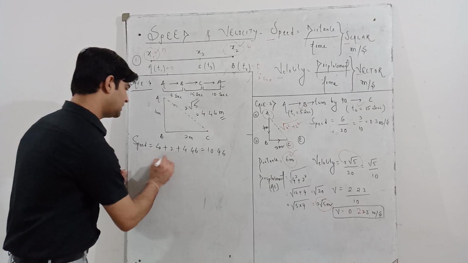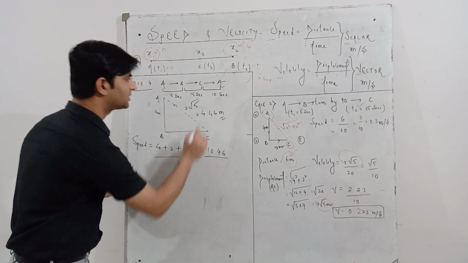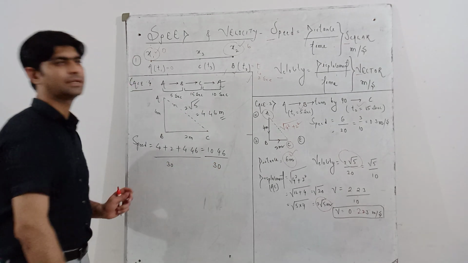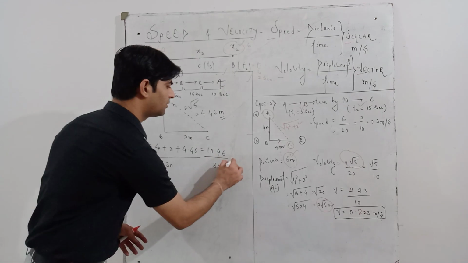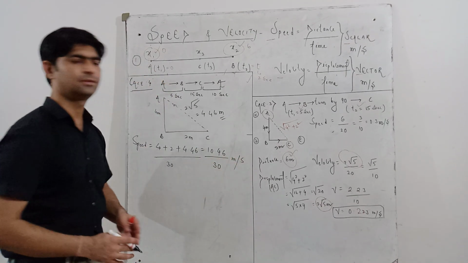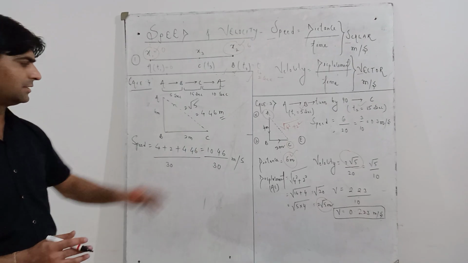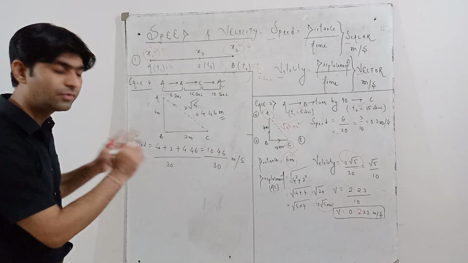Okay, so the speed will be equal to total distance upon total time. If you see, it is 10.46 upon 30 seconds, almost 1/3 you can say. This will be the value of speed. But when we talk about velocity, this case I have taken specifically for velocity.